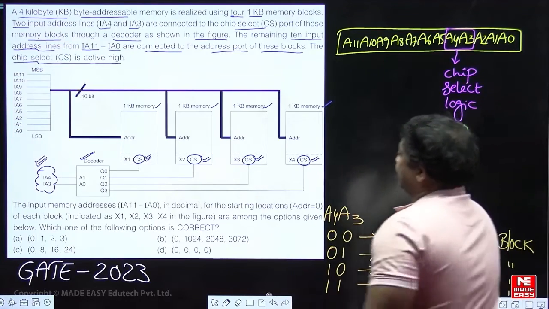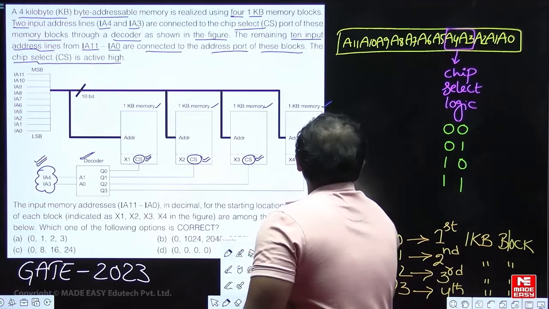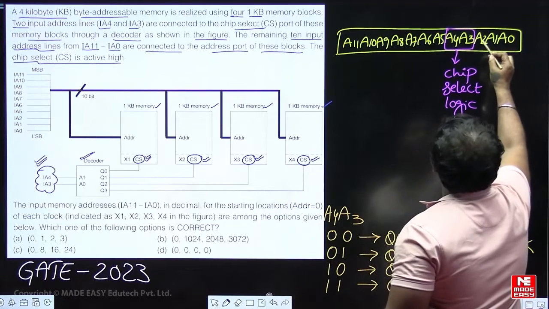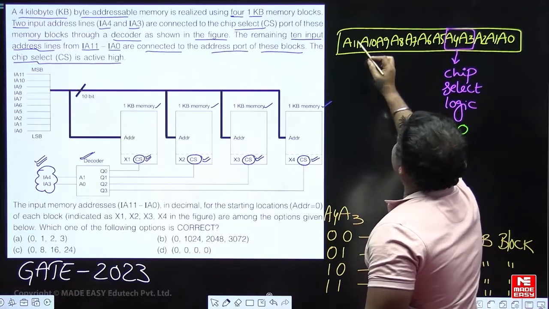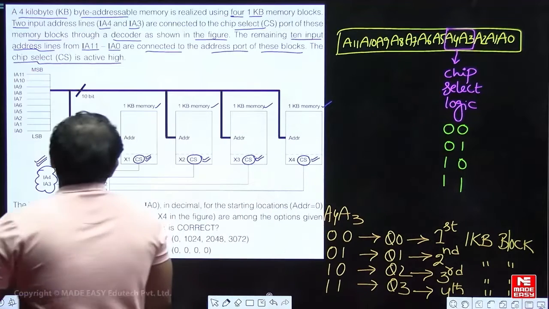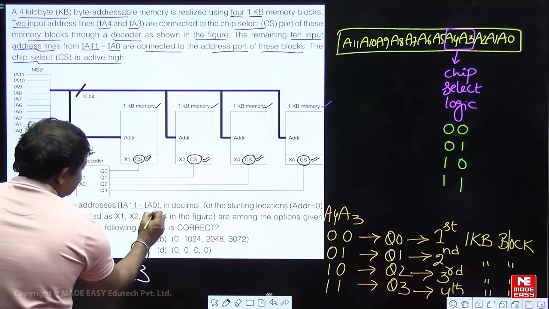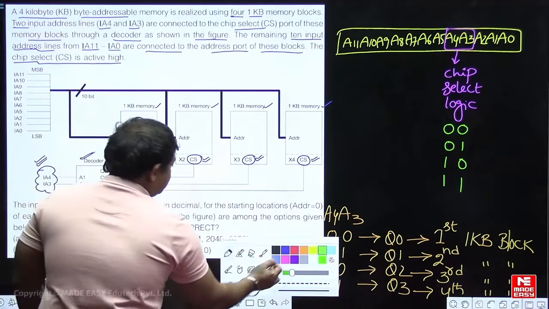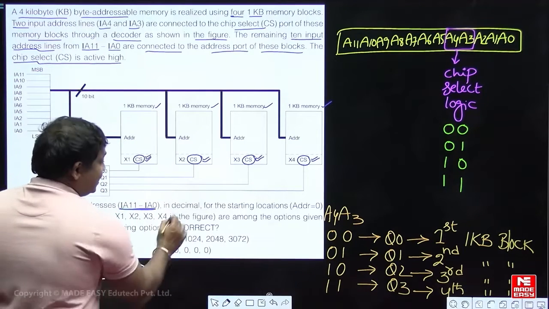Alright, fine. The remaining 10 address pins. What are the remaining 10 address pins? A0, A1, A2, A5, A6, A7, A8, A9, A10, A11. They are addressing the memory. Very nice. Now, the input memory address, this is the memory address, IA0 to IA11. This is the input memory address in decimal.